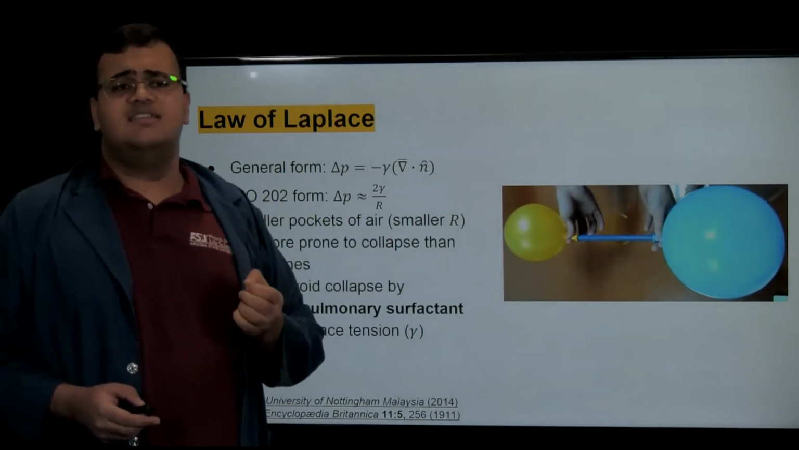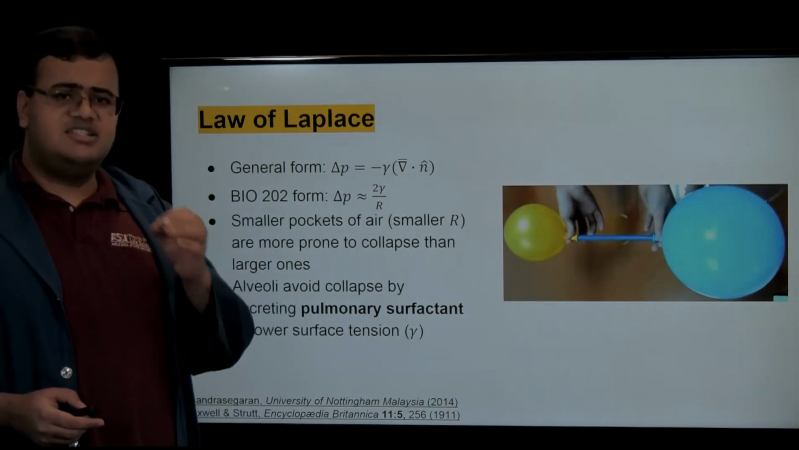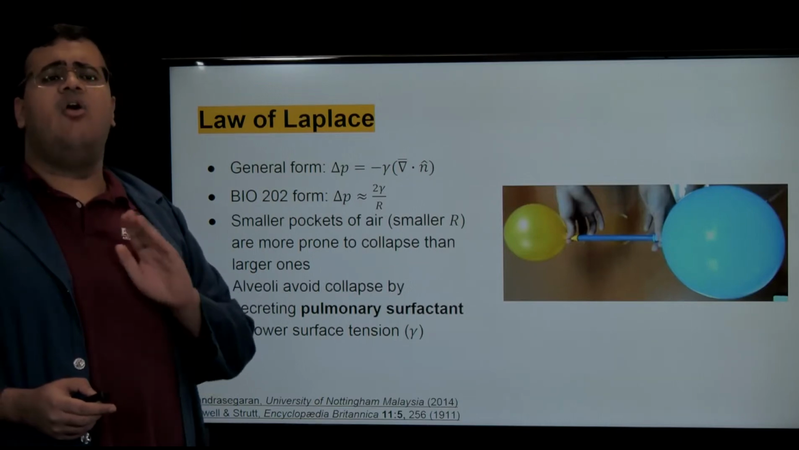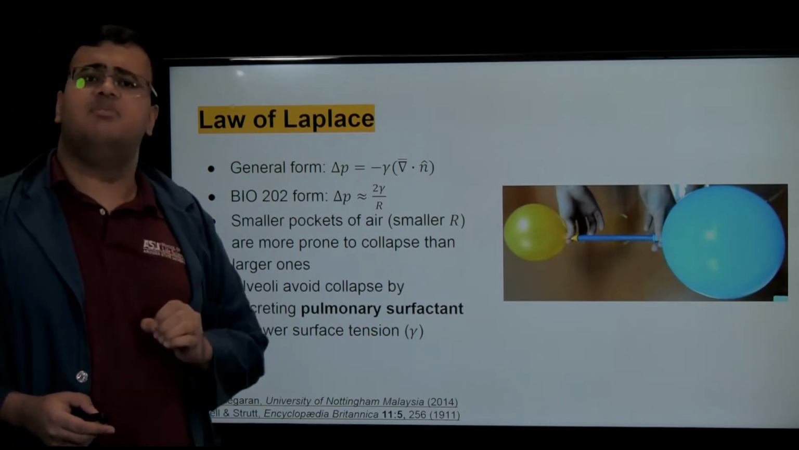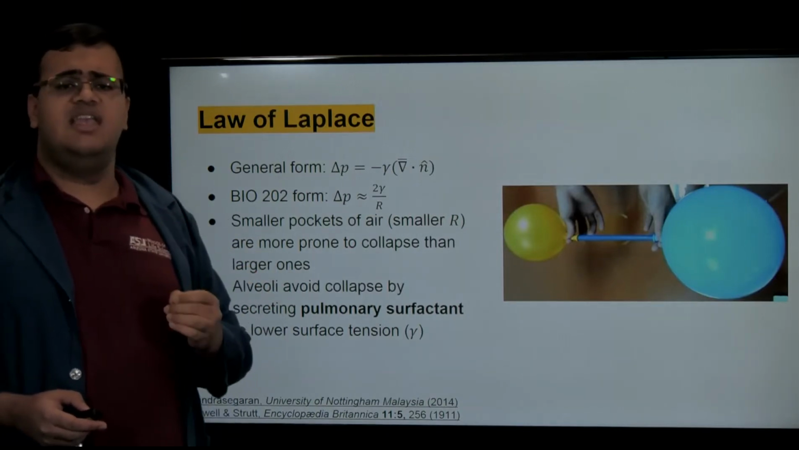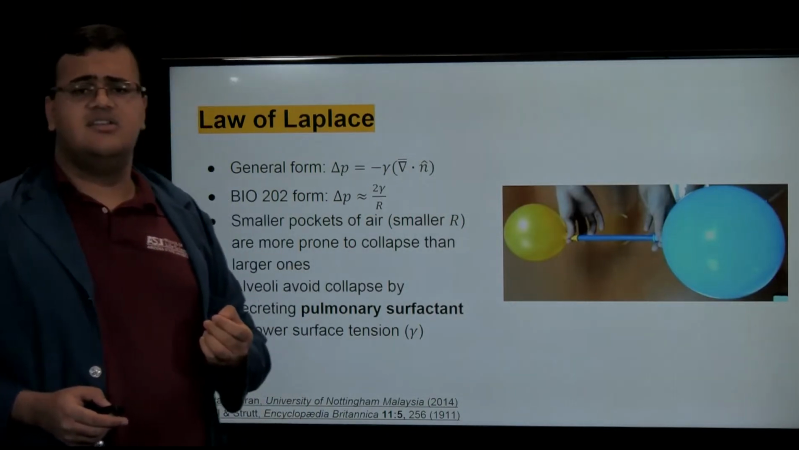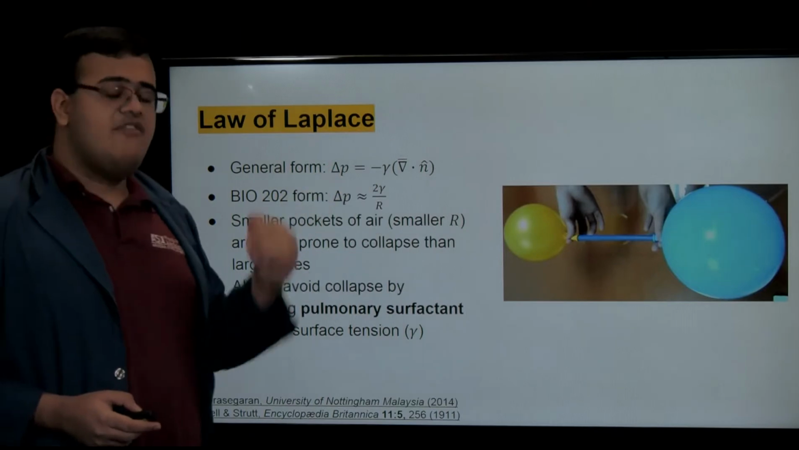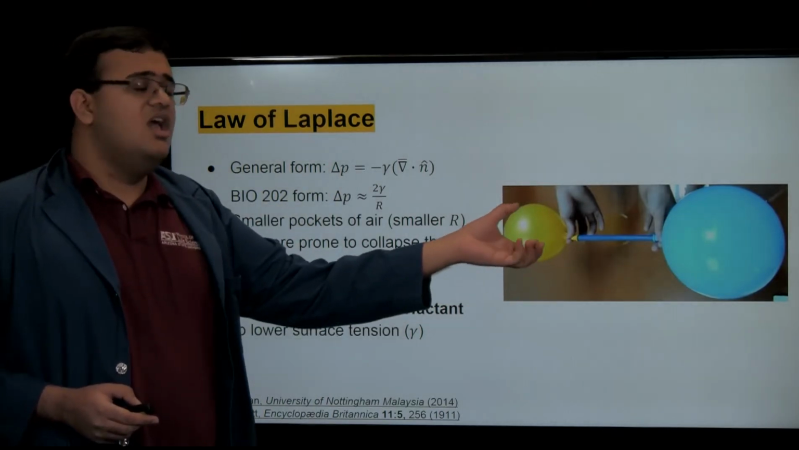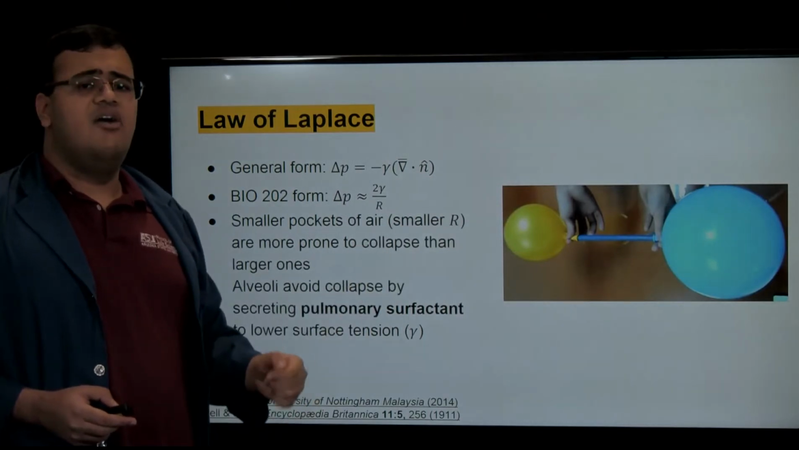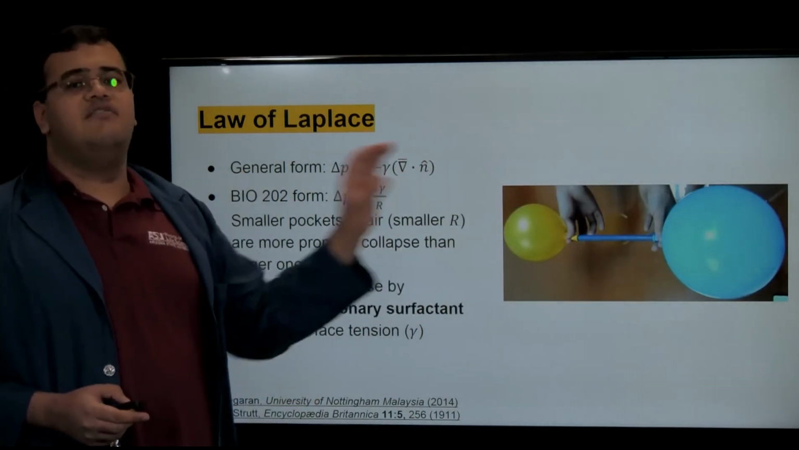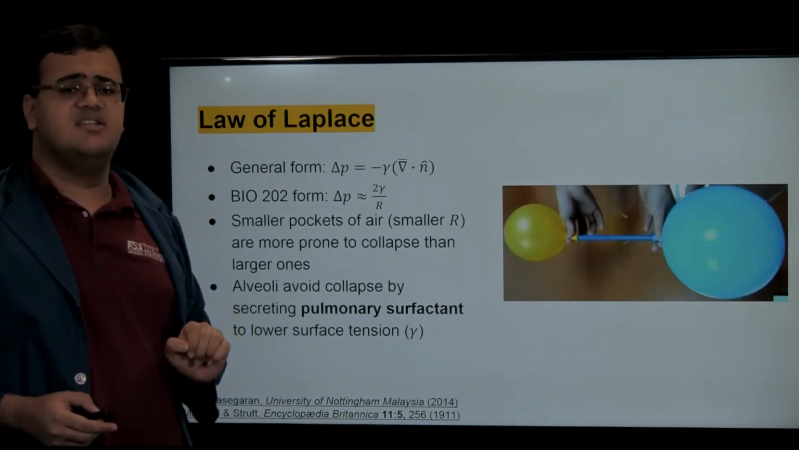You can kind of visualize this by imagining yourself blowing up a balloon. If a balloon is completely flat and all deflated, it's pretty hard to blow air into it. But if it has some air in it already, it's relatively easy to inflate. So now we have a problem. Smaller alveoli or smaller spherical radii result in the balloon or the alveolus being more prone to collapse.